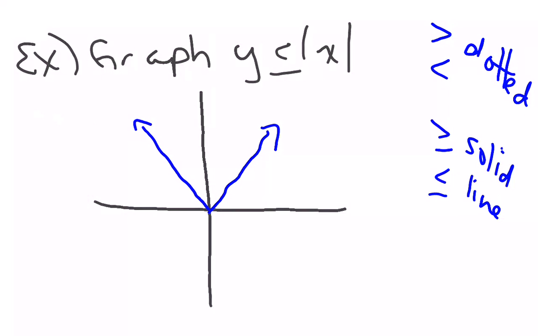Now, what is the added difference with an inequality? We have to figure out which side is shaded, because an inequality has multiple solutions as opposed to just one. And so that means we need to shade what those solutions are.